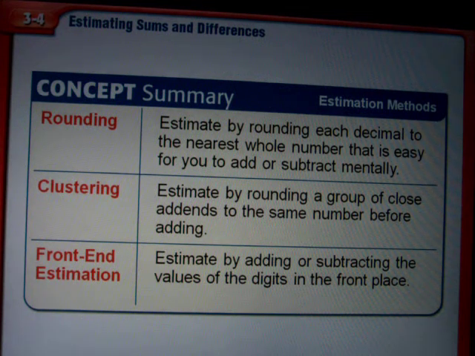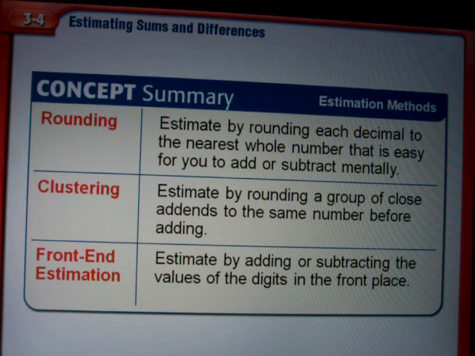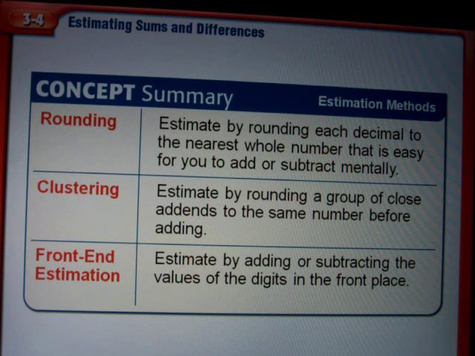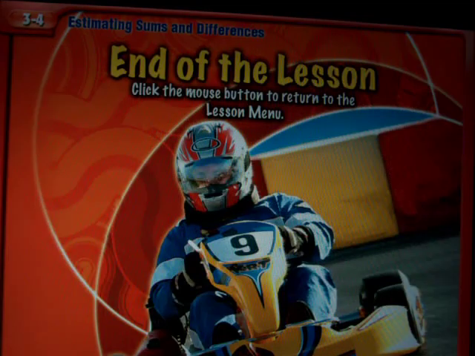So rounding means we're going to round to the nearest whole number that's easy to add and subtract mentally. Clustering is good when you're using numbers that are all really close together. And then front-end estimation is adding or subtracting the value of the digits in the front place. And that concludes your lesson.